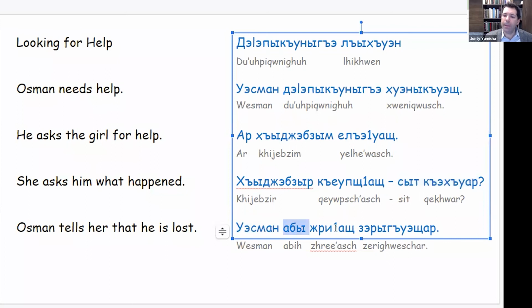Wasman abjriash zerwashar. Okay. So this has come up once or twice in this class as well. Zer means, in front of a verb, how something is done. So sajzoa. What does that mean, Yemiz? I said. I say.